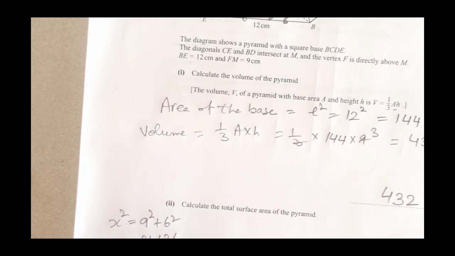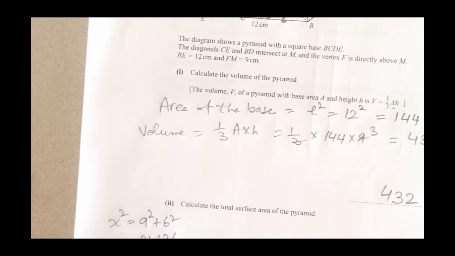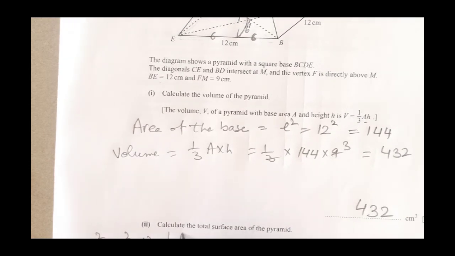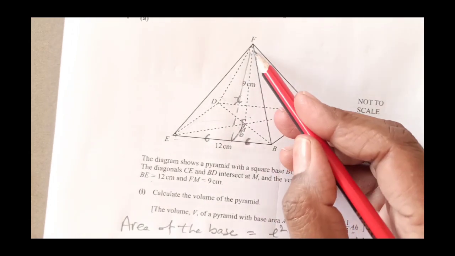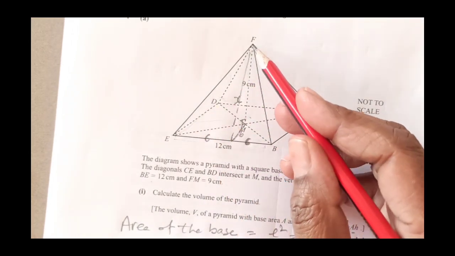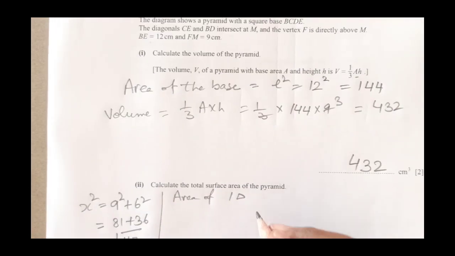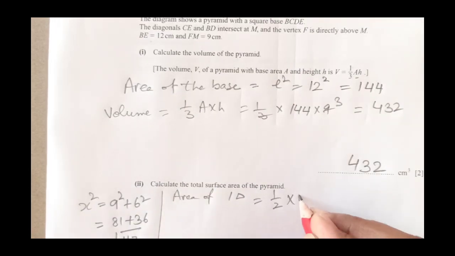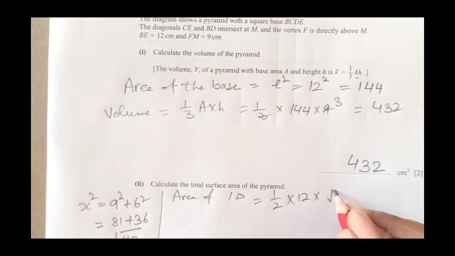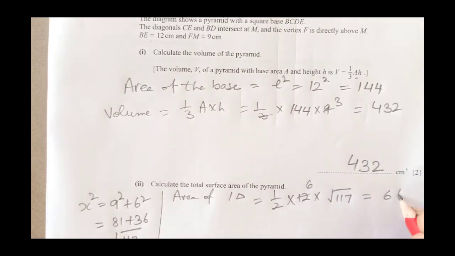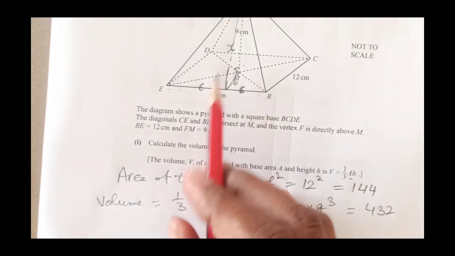X is square root of 117, right? So now we will find out area of one triangle, this triangle. We will have base times height. So height we have just calculated it, half times base is 12 and height is square root of 117. So this will be 6 square root 117 centimeter square, right?